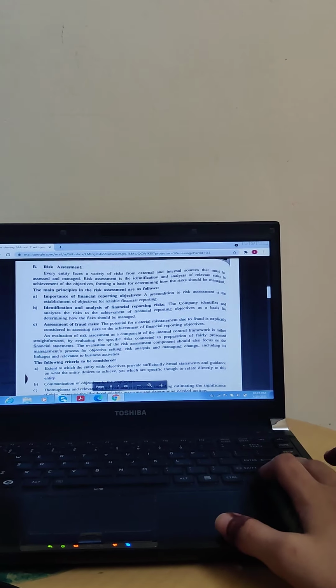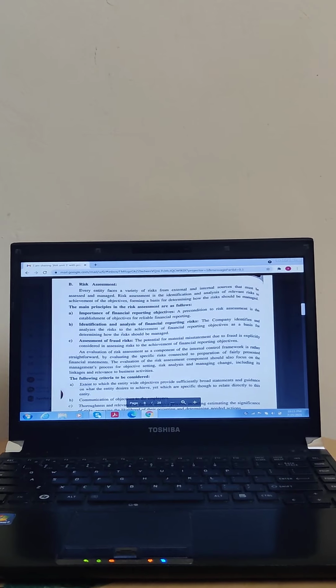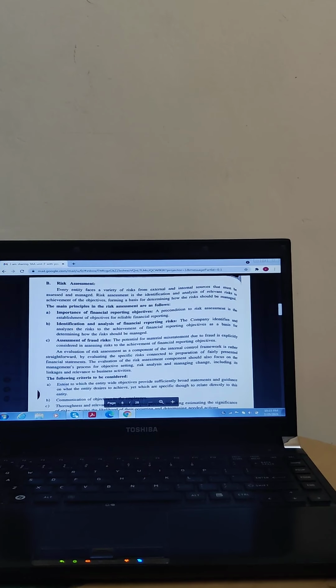Next, you have your risk assessment. That is basically assessing your risk from your internal and external sources. Only when you assess your risk will you be able to manage risk. Only if you know that a risk has arisen, or that there is a problem, will you be able to identify the risk. Only then will you be able to come out with the necessary solutions in order to mitigate that particular risk.